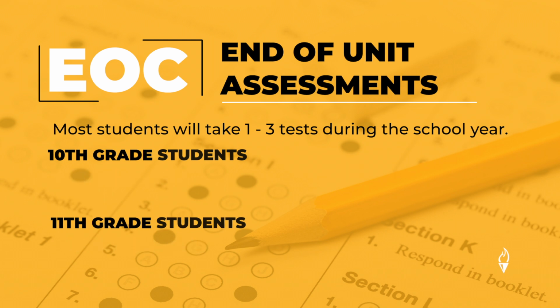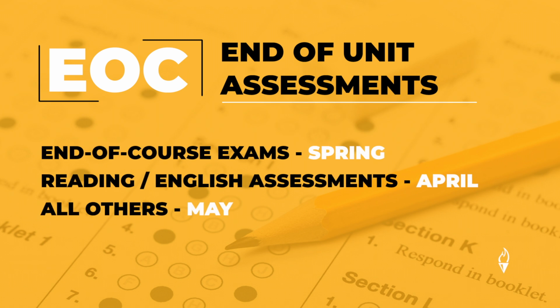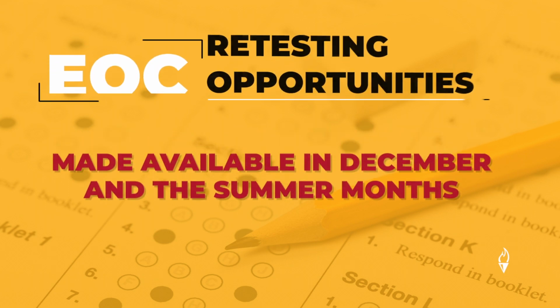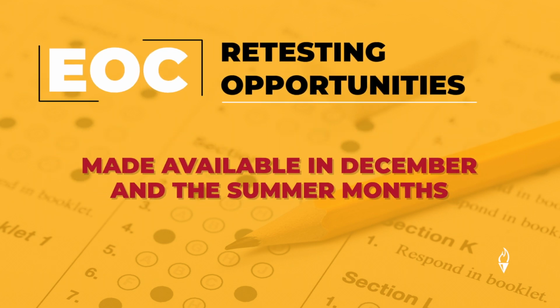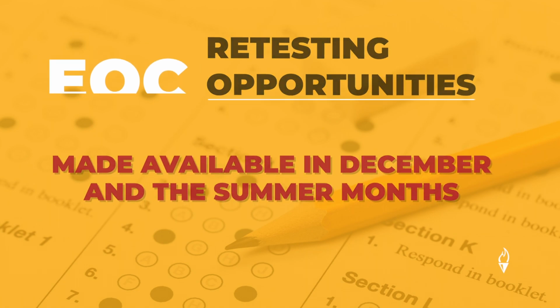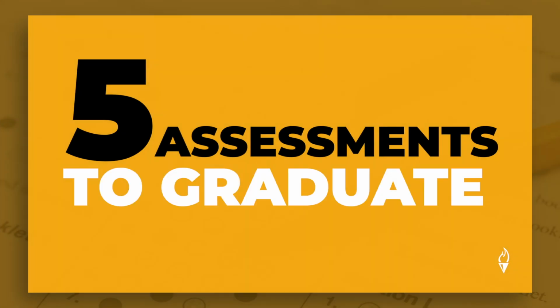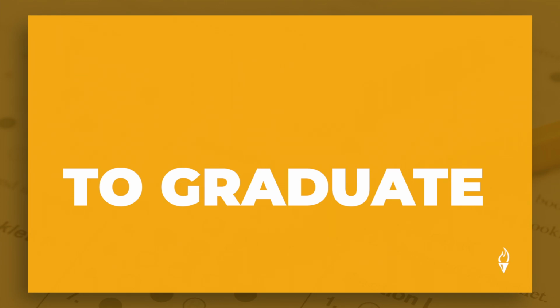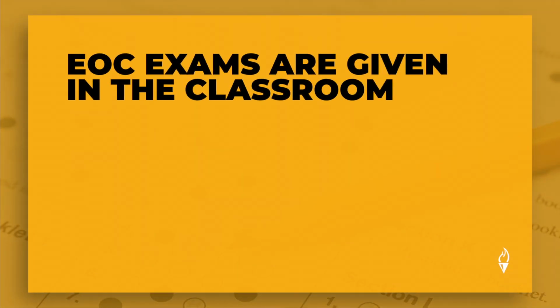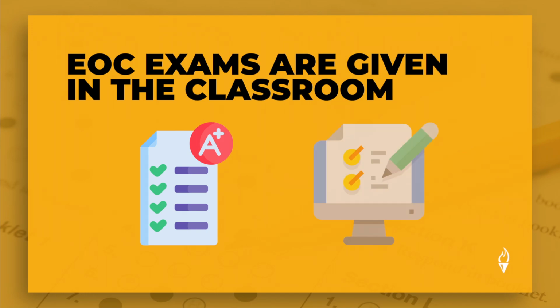History. Killeen ISD administers the end of course exams in the spring, around the same time as the middle school STAAR. Reading and English assessments are given during April, while all others are given in May. Retesting opportunities are typically available during December and the summer months. High school students must complete 5 assessments to meet the graduation requirements. These tests are given at your child's school in their classroom, either on paper or online. If students have specific special needs and require accommodations, they may be tested in a different area of their campus.